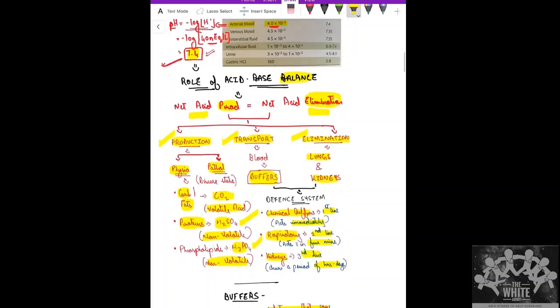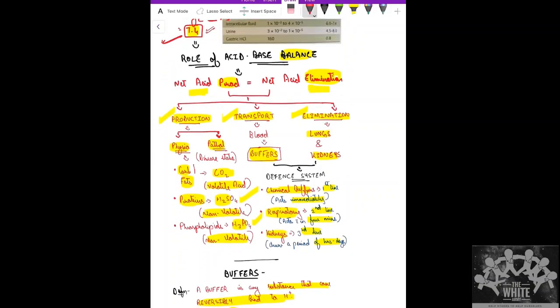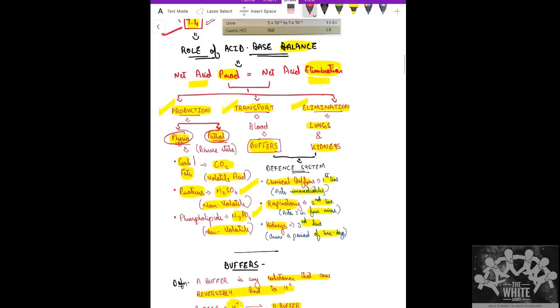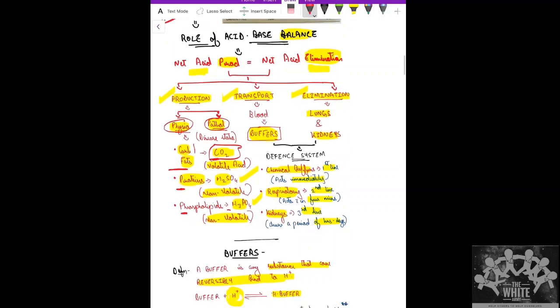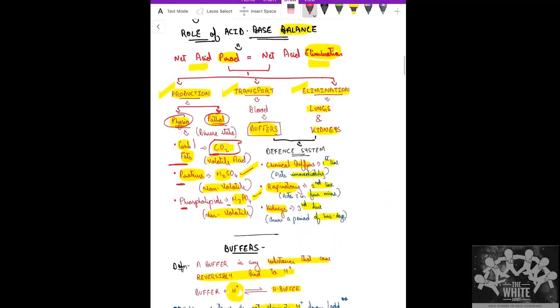How is it produced? It can be produced by a physiological process or a pathological process. Pathological process is nothing but metabolic acidosis and alkalosis. Physiologically, the body's metabolism, like breakdown of fats or carbohydrates, leads to CO2. Breakdown of proteins leads to H2SO4. Breakdown of phospholipids leads to H3PO4. CO2 is volatile because it can be eliminated by the lungs, whereas H2SO4 and H3PO4 need to be eliminated by the kidneys, so they are non-volatile.